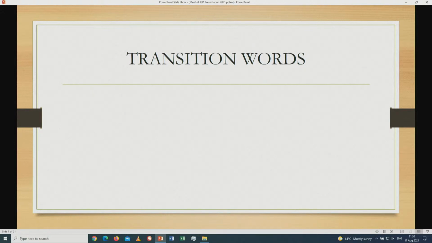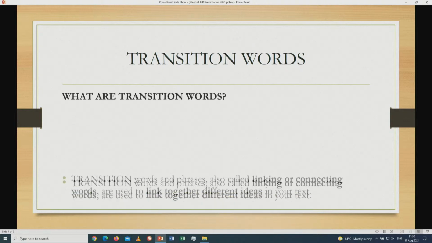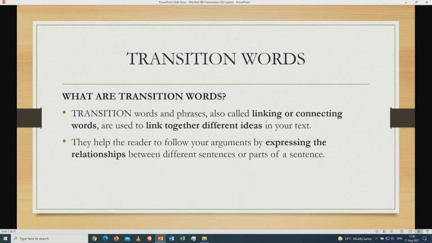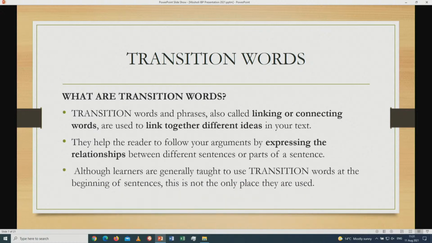Now we are moving to transition words. What are transition words? Transition words and phrases, also called linking or connecting words, are used to link together different ideas in your text. They help the reader to follow your arguments by expressing the relationships between different sentences or parts of a sentence.